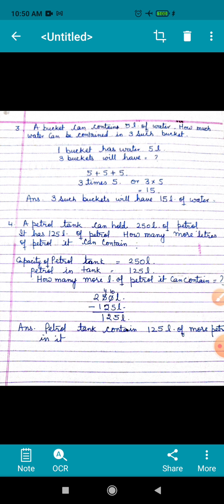So do practice these word problems, right, and do all the sums in the copy.